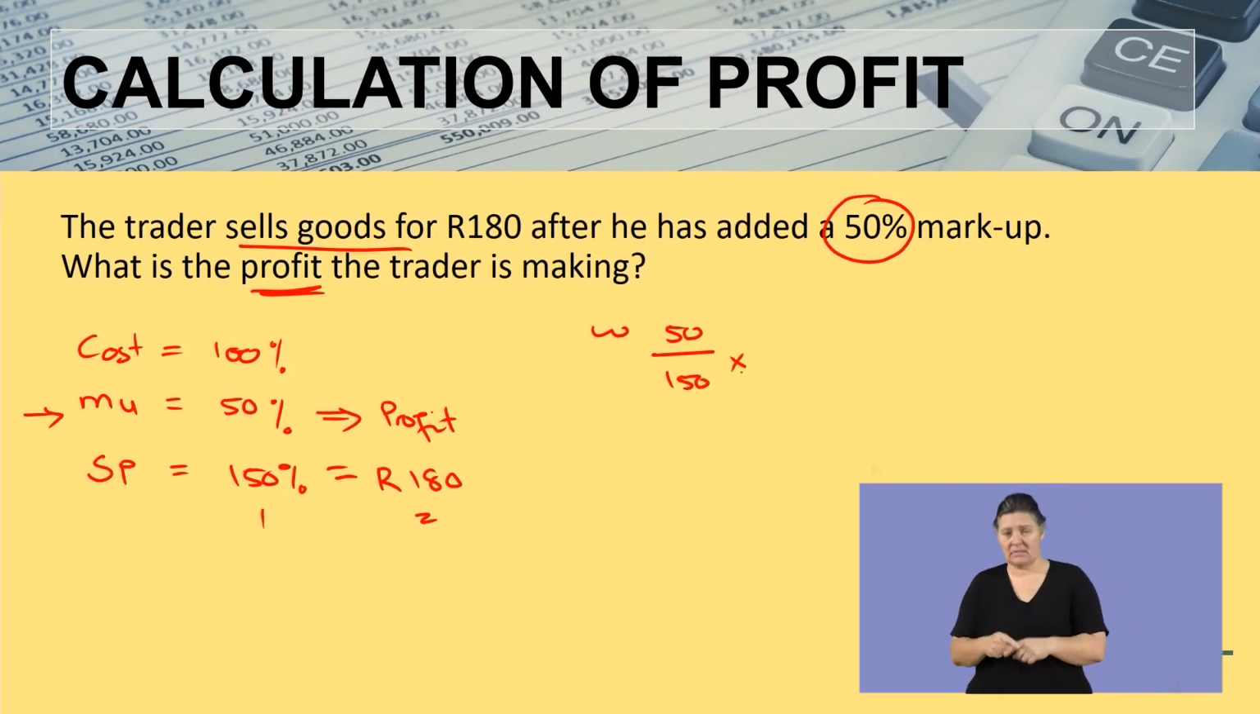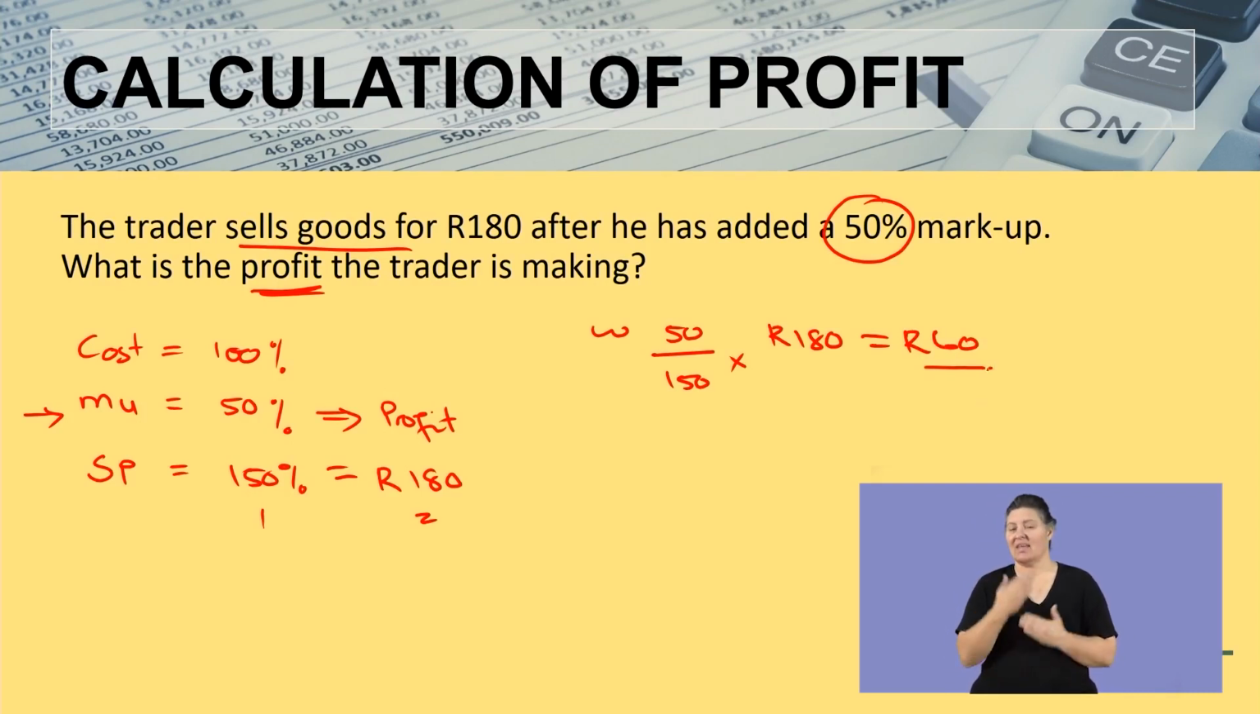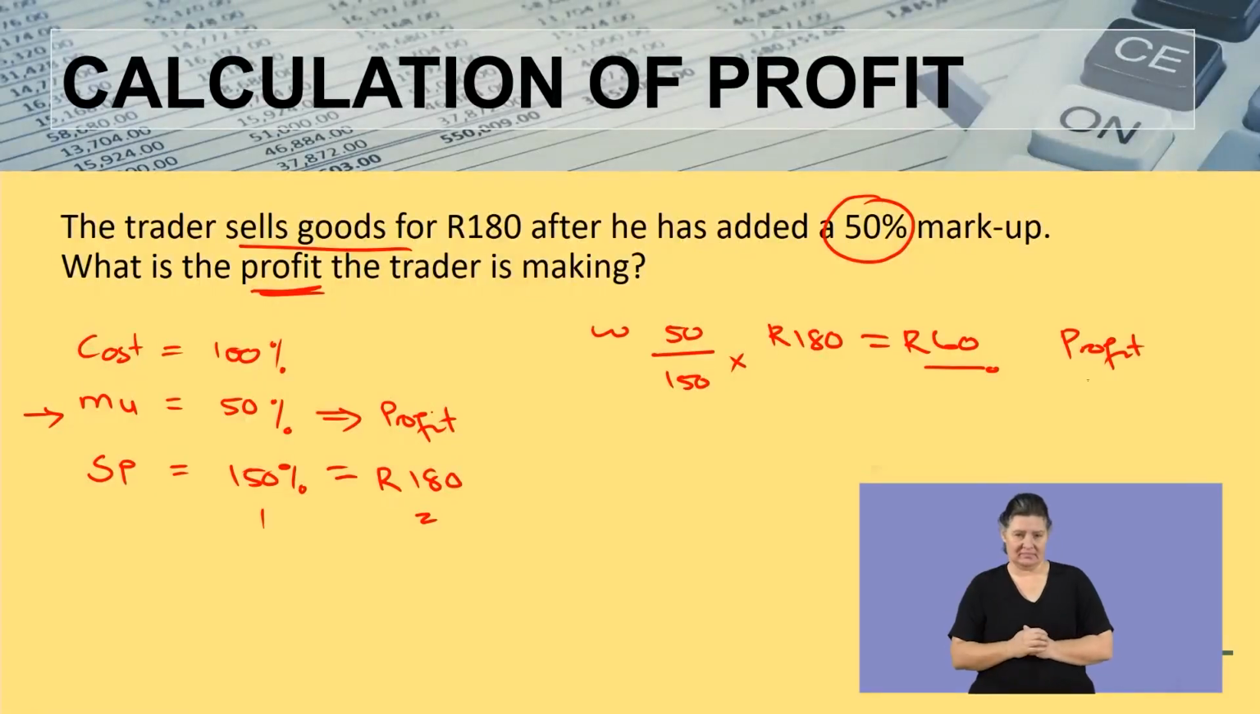50 over 150 multiplied by 180 rands. You punch that in your calculator. Please quickly do that. Punch that in your calculator. How much do you get? Thank you. Someone is saying, I'm getting 60. If you're getting 60, therefore, it means you got the profit. My profit becomes 60 rands.